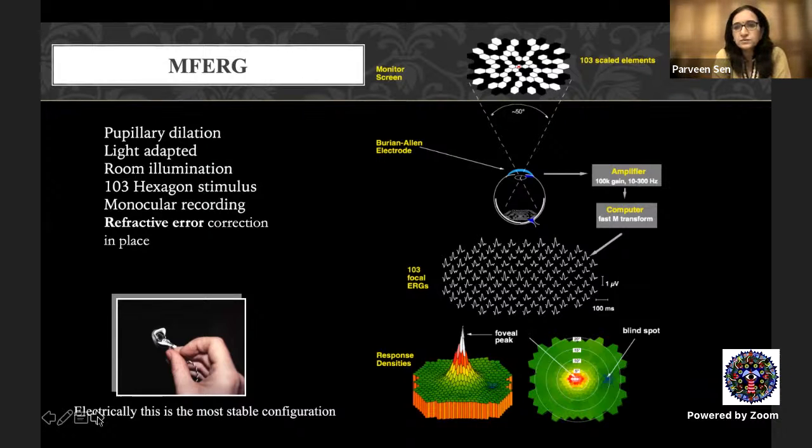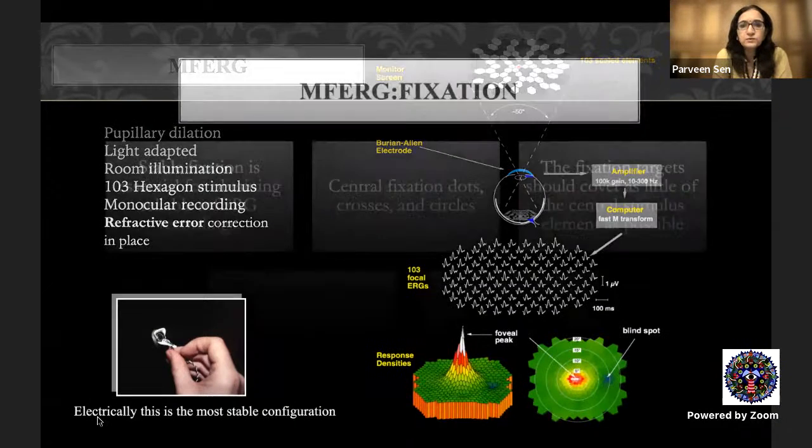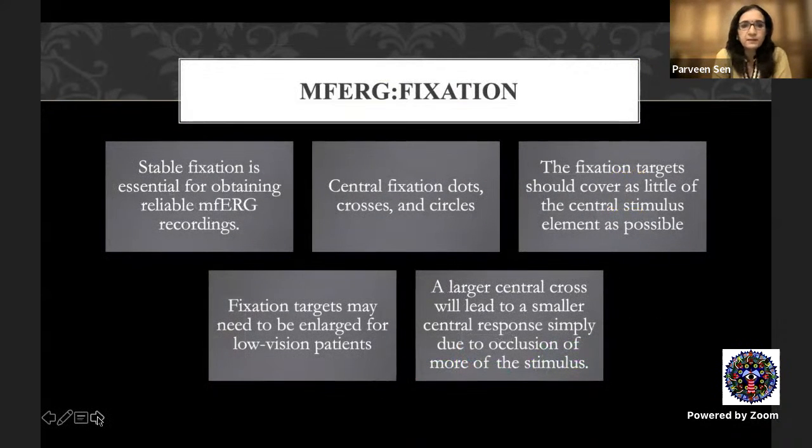This shows you the electrode which is used, the stimulus which is used, and how it is interpreted. I will go into these things in detail one by one. Most important, of paramount importance in multifocal ERG, is fixation. If a patient does not have good vision and cannot fixate, multifocal ERG is usually not dependable in this kind of patient. Stable fixation is of utmost importance.